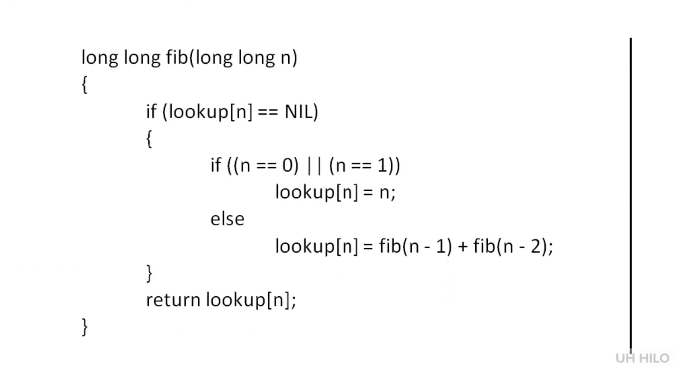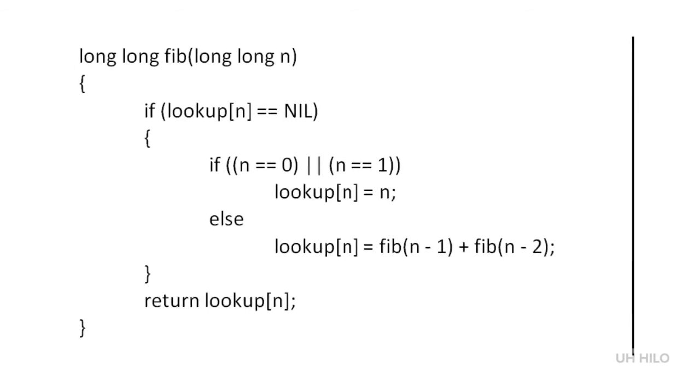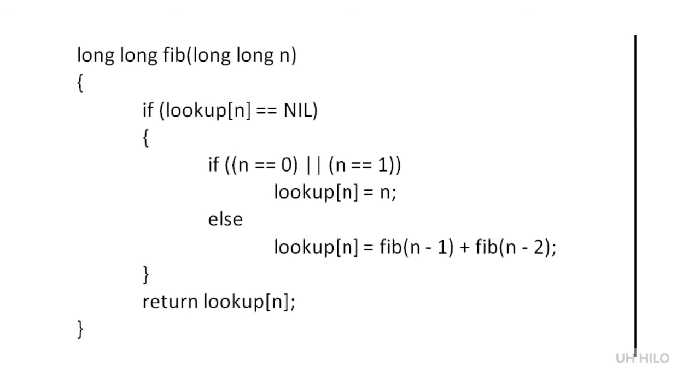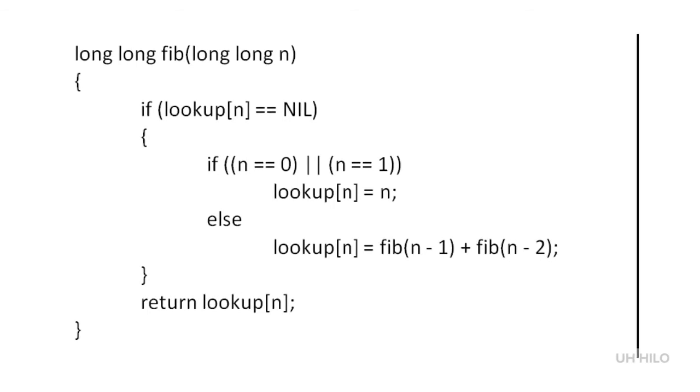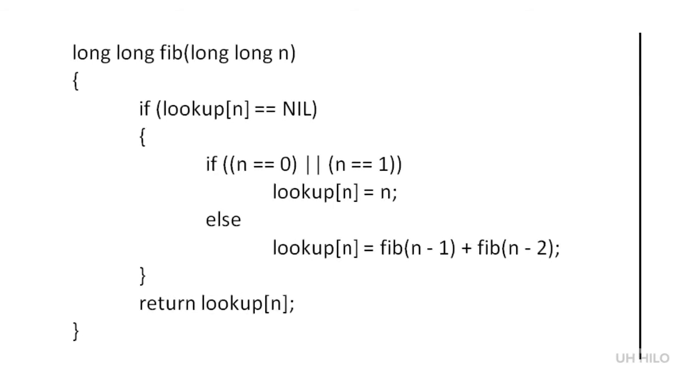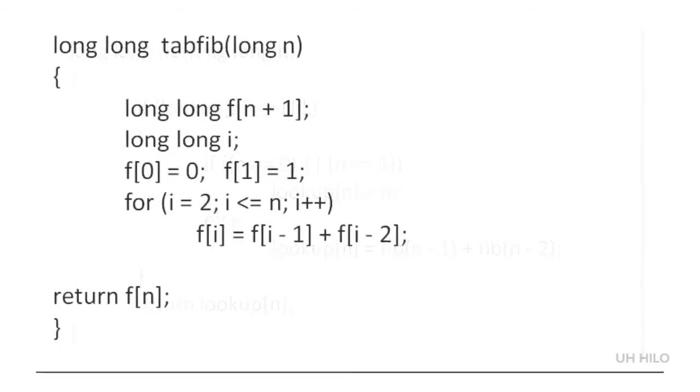Here's a memoization approach to finding the Fibonacci number. We basically begin by looking up and seeing if the Fibonacci number is in the table. If it's not in the table, then we go ahead and calculate it. For the first two, the base cases, that's pretty easy. And then we just use the recursive version for the lookup for any other one. If it's already there, then we simply return it.